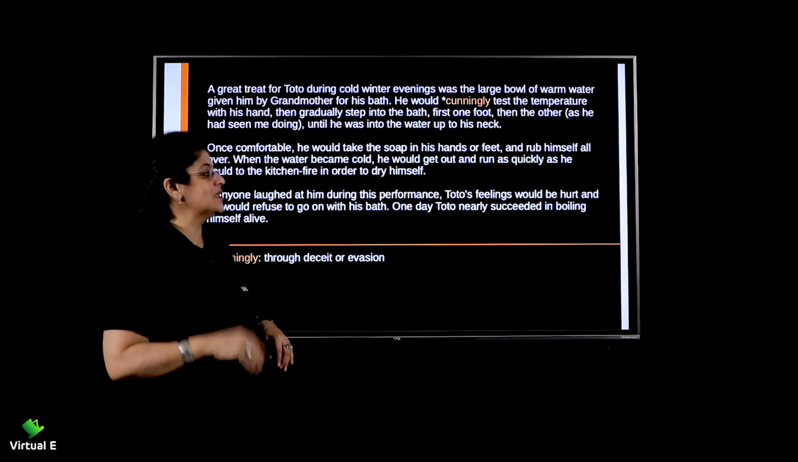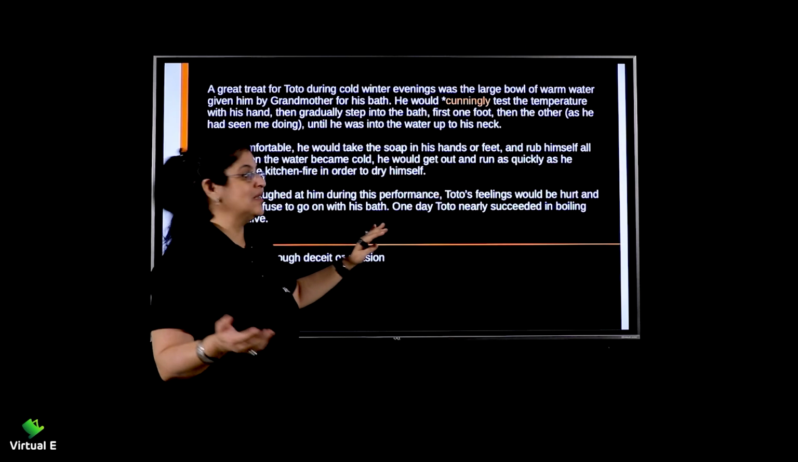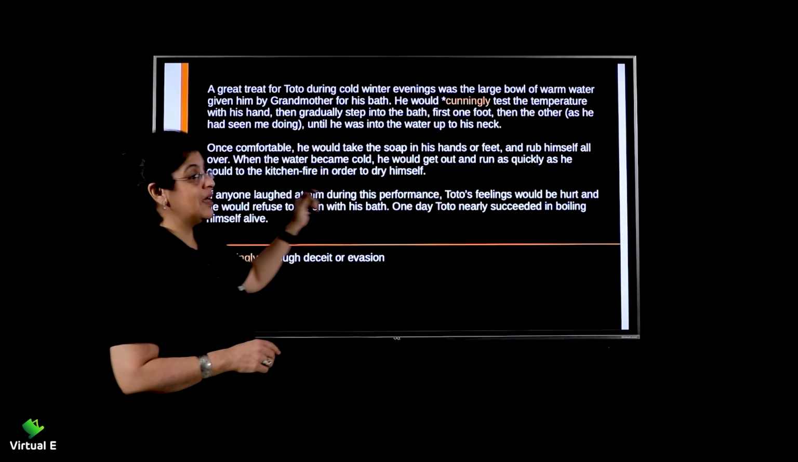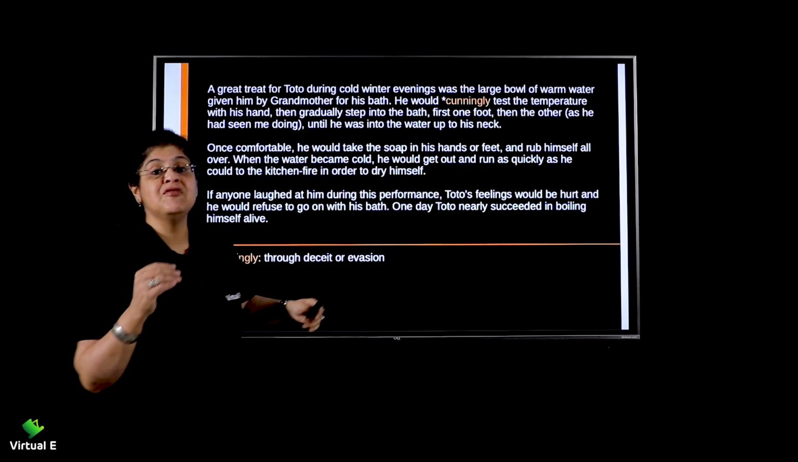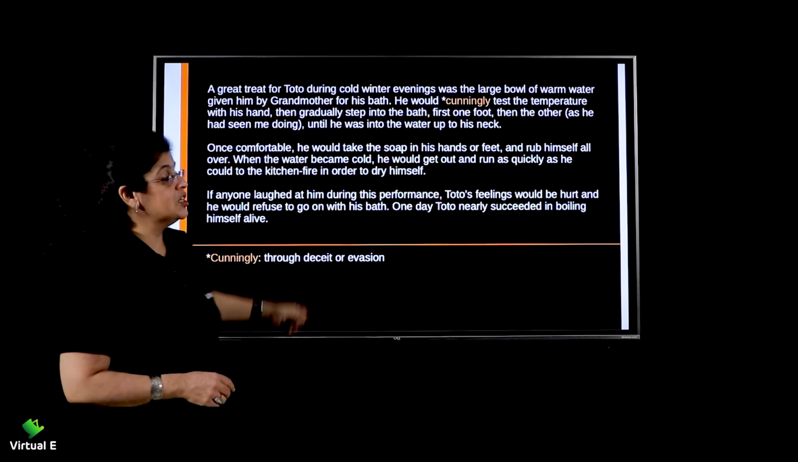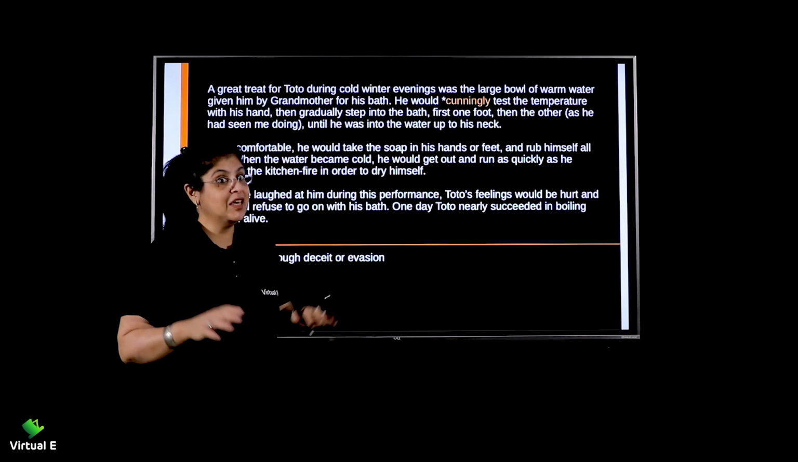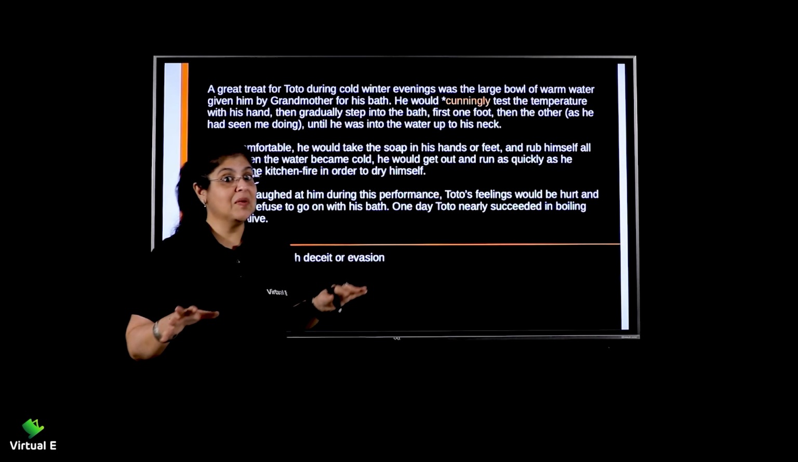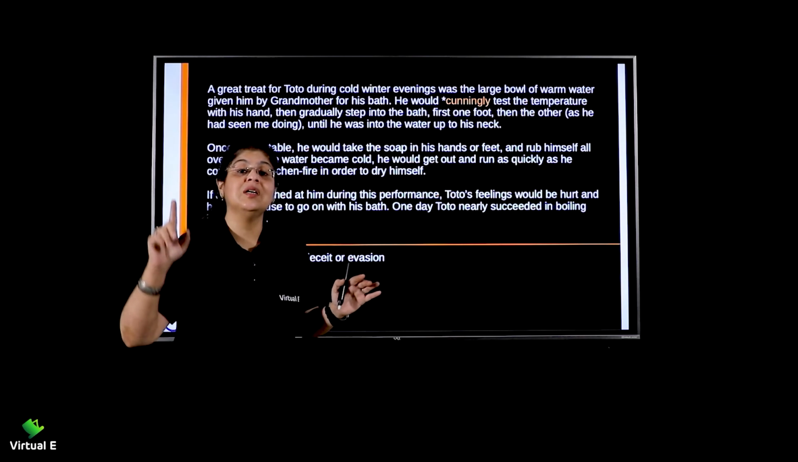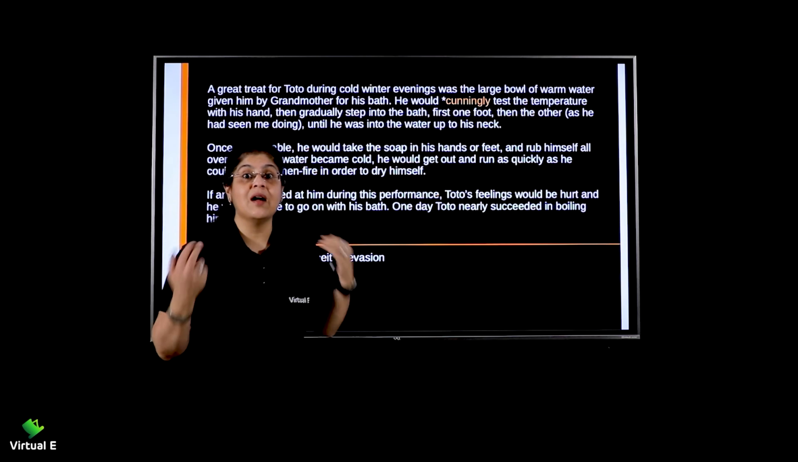Till then he would go and sit down. Once comfortable, he would take the soap in his hands or feet and rub himself all over. When the water became cold, he would get out and run as quickly as he could to the kitchen fire in order to dry himself. So you see, this smart character, he would know exactly, now the water is becoming cold. So now I need to get out of this, and then he would run to the kitchen fire where there was fire in the kitchen. He would go and sit down there to dry himself.